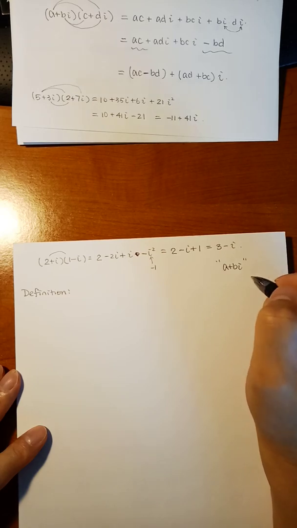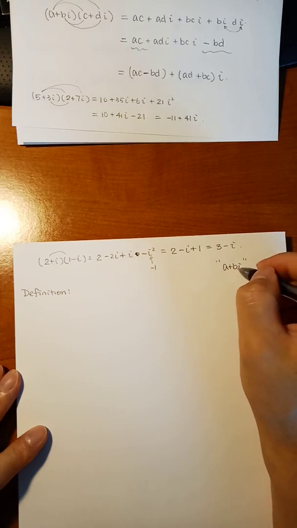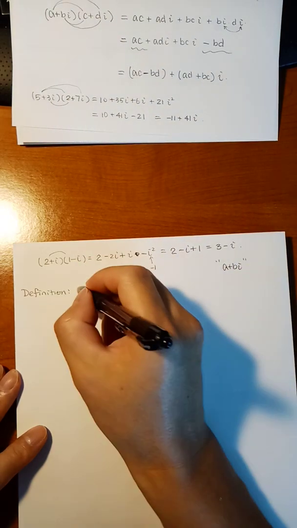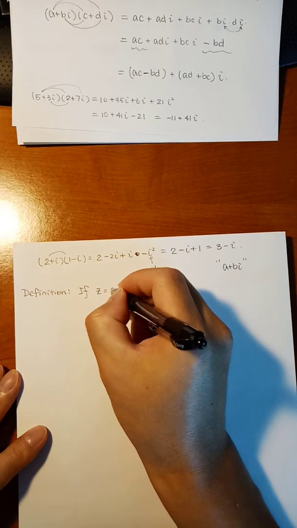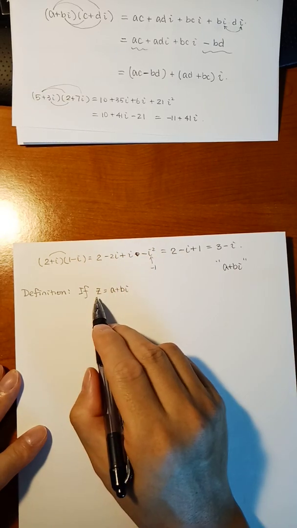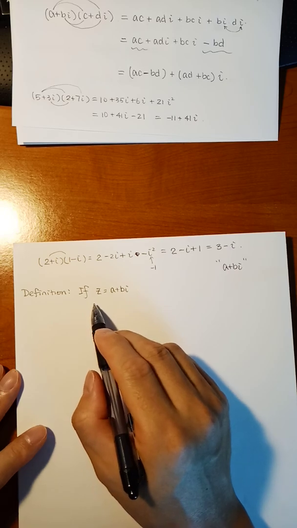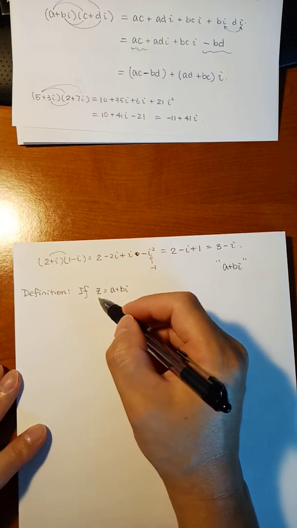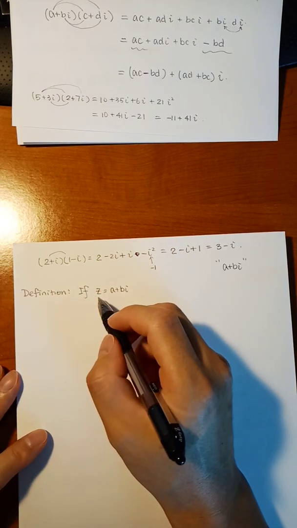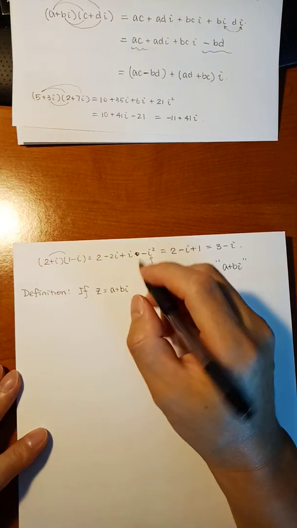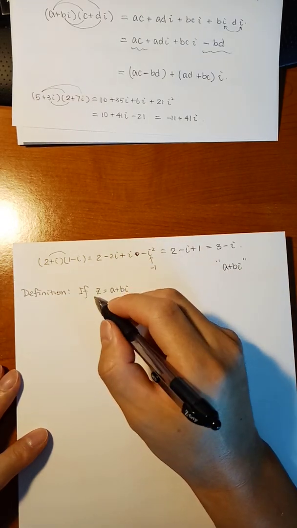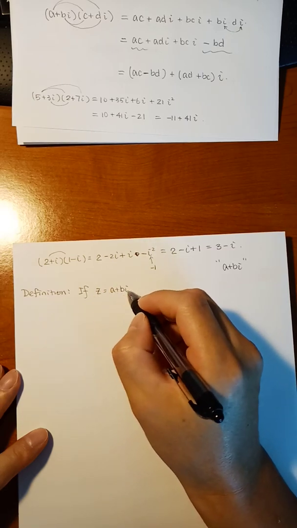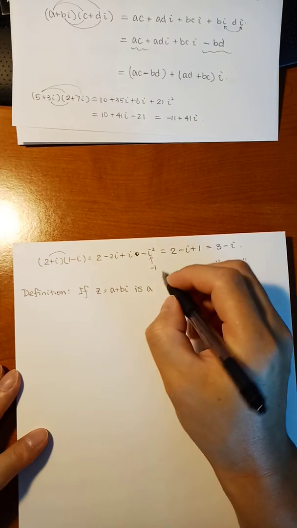This is the standard form. Remember, standard form is always a plus bi. You have plus, you can also have minus, right? So if z equals a plus bi, usually we use the letter z to represent a complex number, and this possibly comes from German, because in German the word for number starts with z, Zahlen. Well, if I'm right.